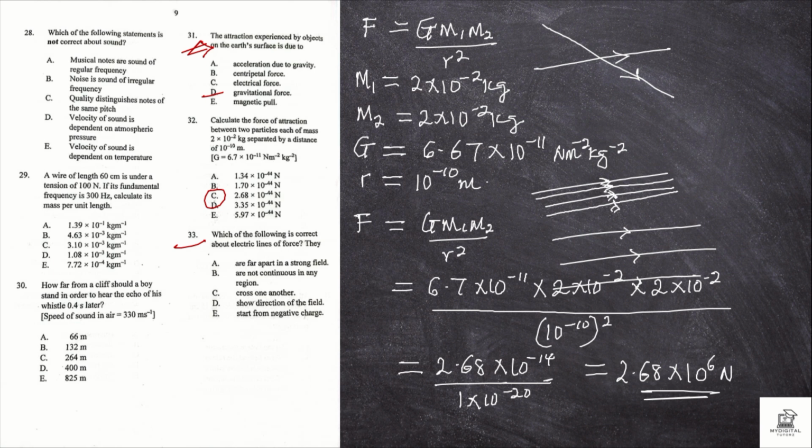Option E, they start from the negative charge. No, they always start from the positive charge and end toward the negative charge. This is the field line, this is what we have, something like this. As simple as this, very simple. So take note, it's always from positive and enters toward the negative. So A, B, C, and E are wrong. The correct one is D. So the correct option is option D. Are we together? So moving on.